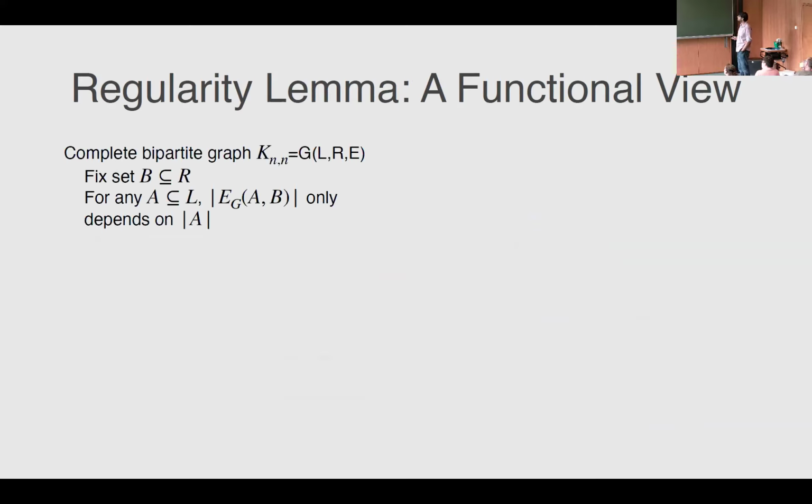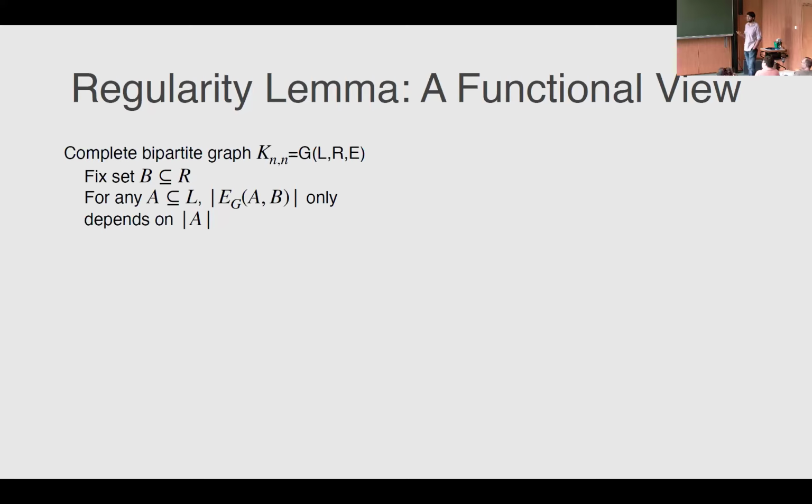Let's say we have a complete bipartite graph, just K_{n,n}. And we fix any set B on the right. Then it's true that if I take any set A on the left, the number of edges between A and B only depends on the size of it. Because between any 2 sets A and B, the number of edges is just |A| times |B|, the sizes of the corresponding sets.